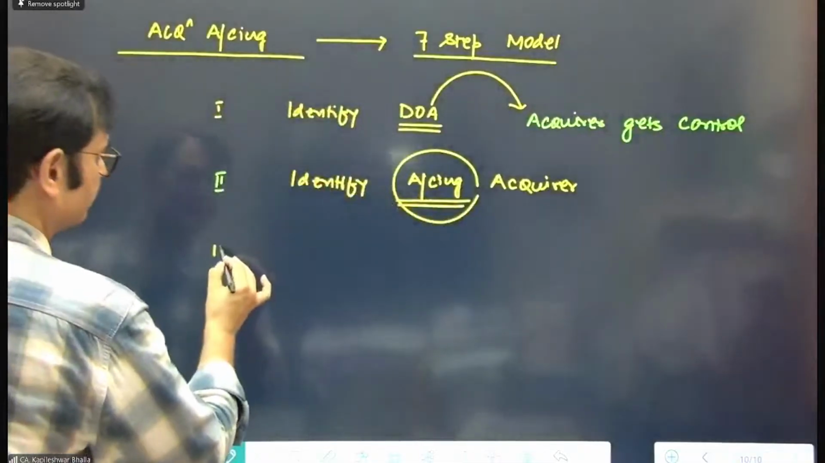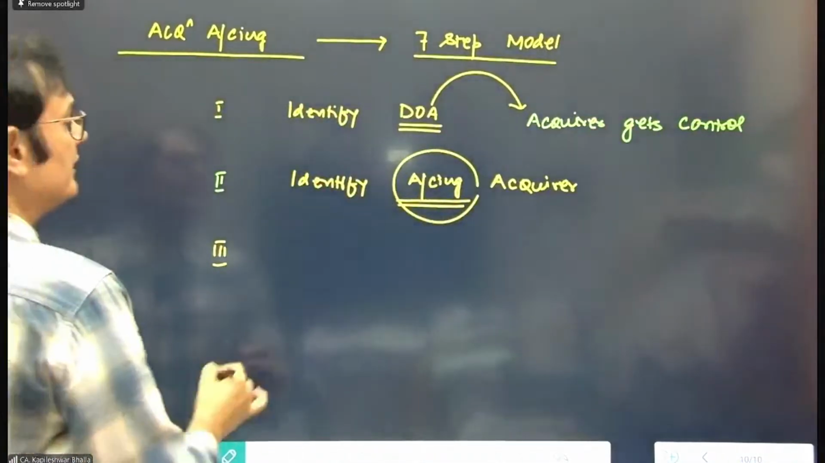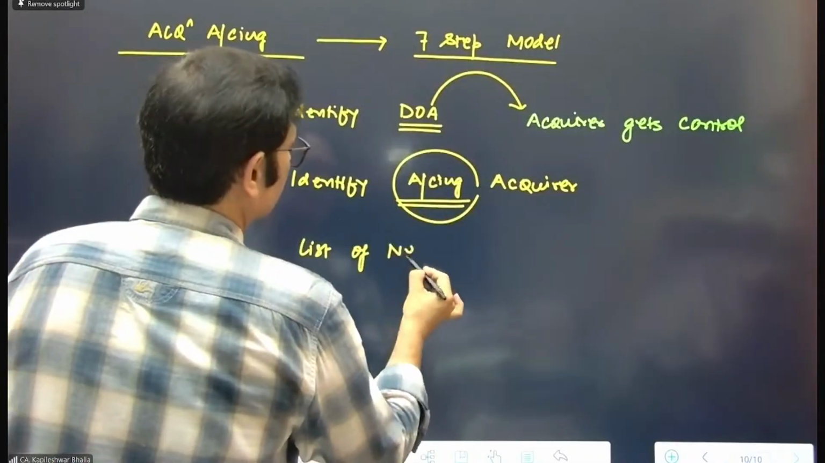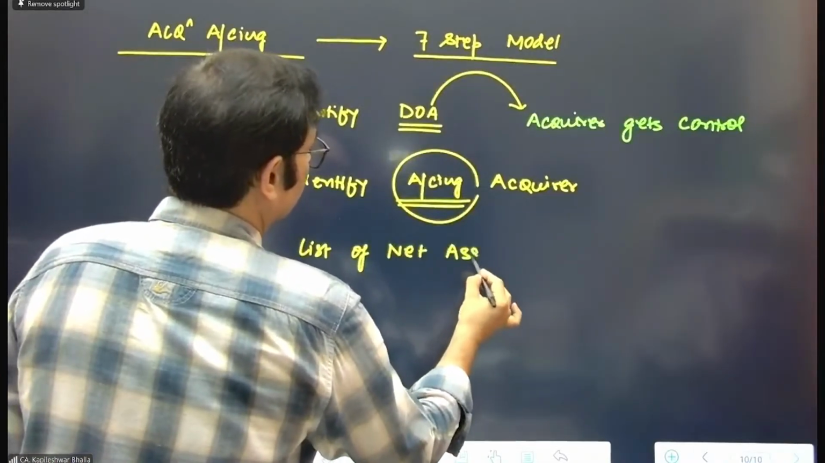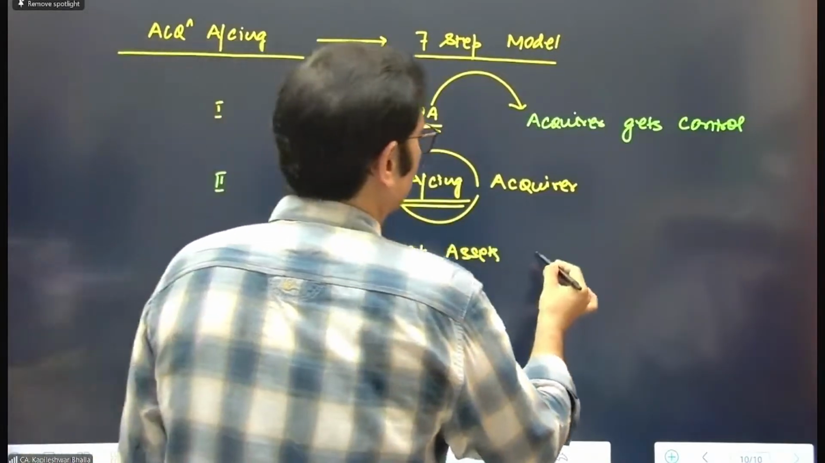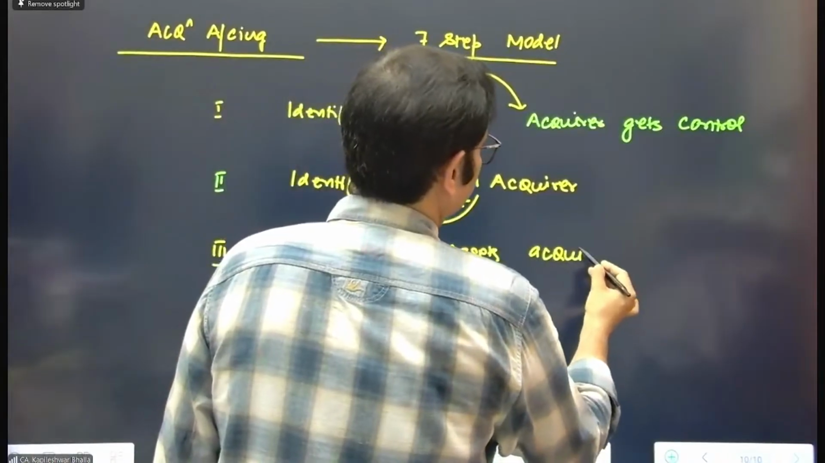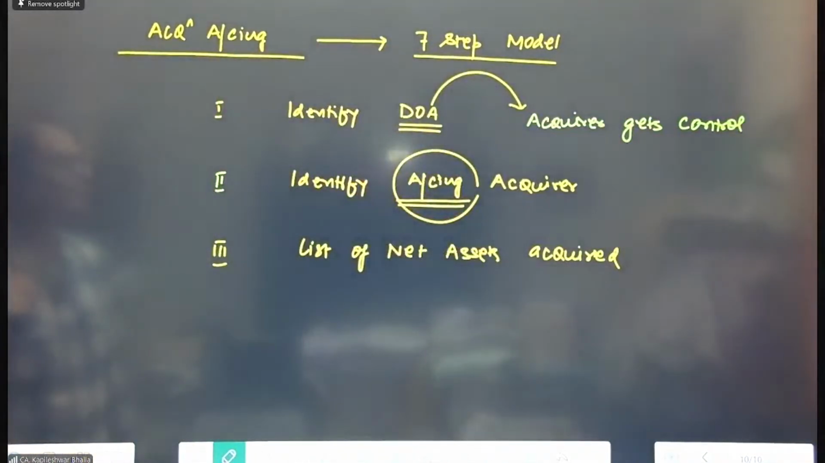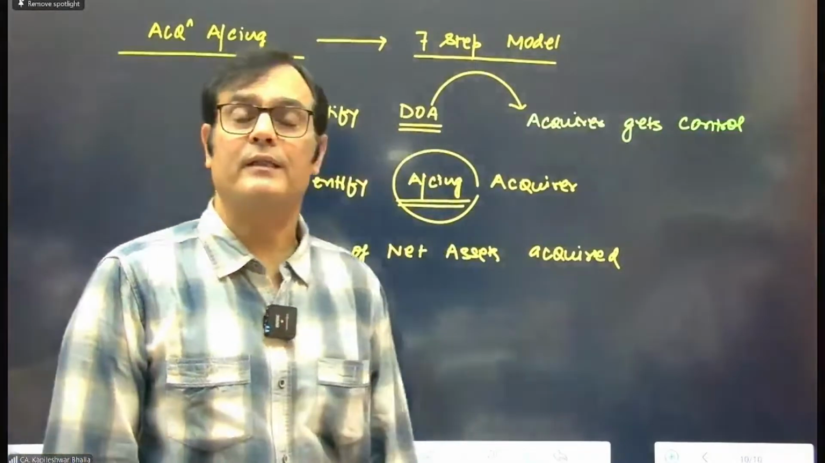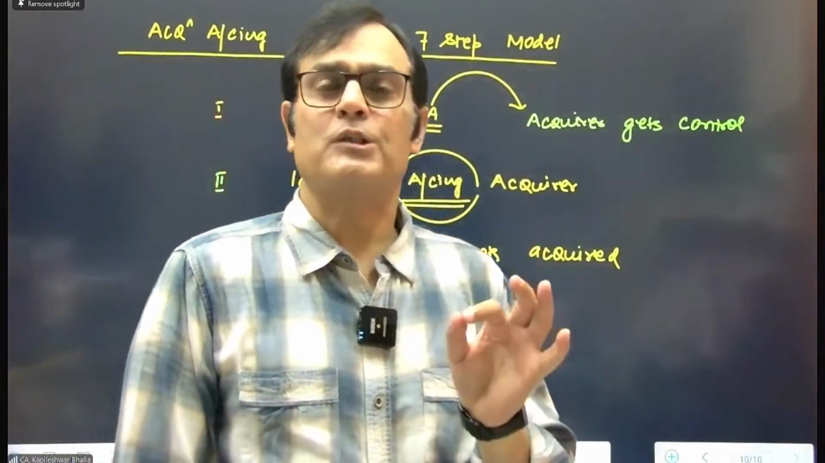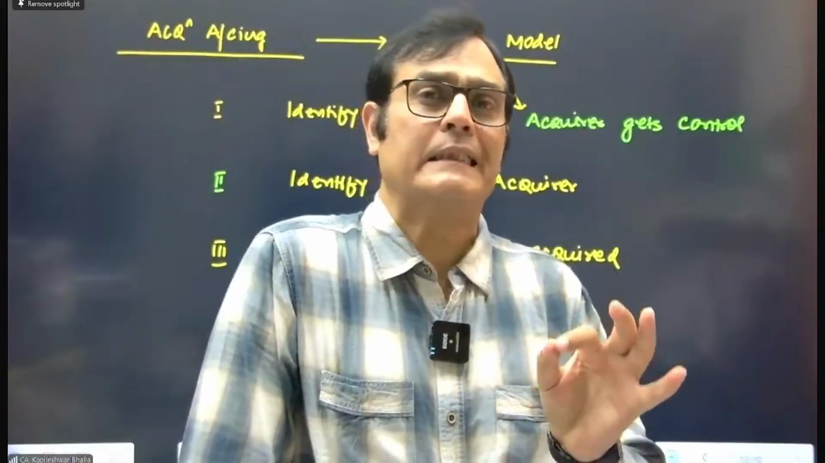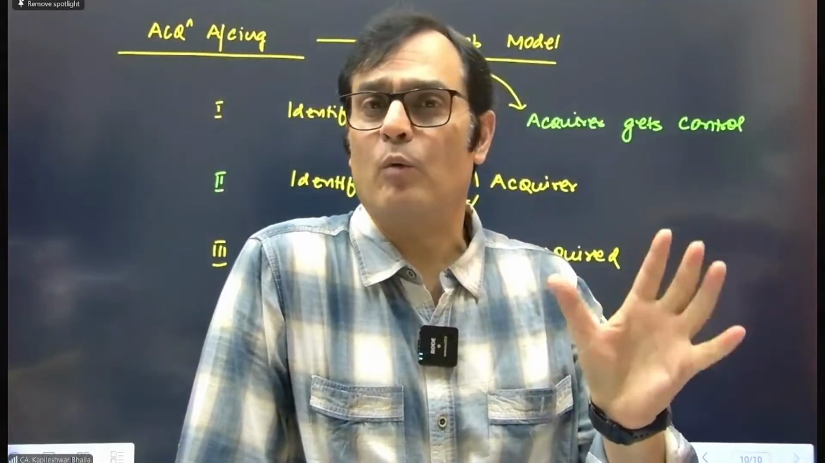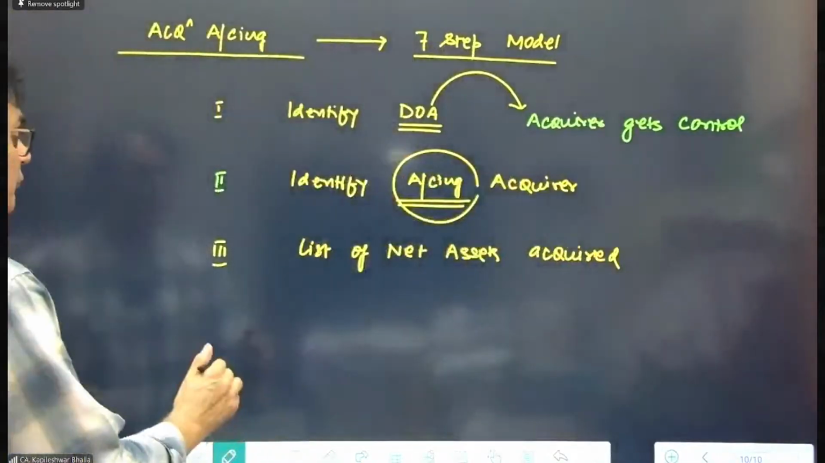So we'll discuss that. Step number 3 is creating a list of net assets which are acquired by the company. We need to basically get a list of all the net assets acquired by the acquirer company, because once we need to do an acquisition accounting, it is important to identify which assets and liabilities have been acquired. So that's going to be step number 3.